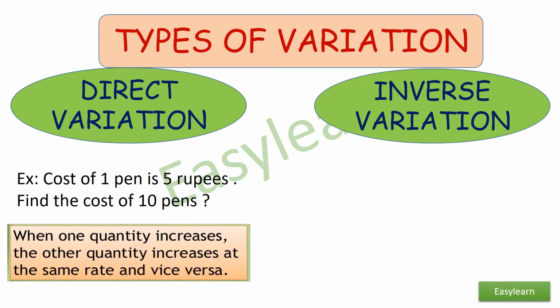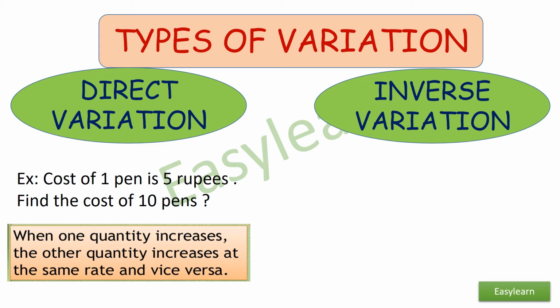Thus, direct variation is when one quantity increases, the other quantity also increases at the same rate and vice versa. Means if one increases, the other also increases. If one decreases, the other also decreases.